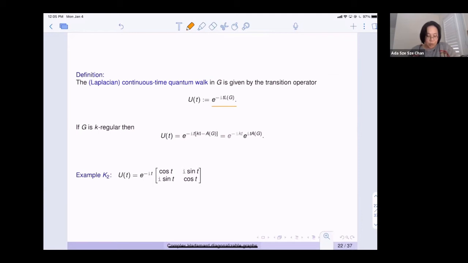Okay. So in this talk, we're dealing with regular graphs. So I can write L as k times I minus the adjacency matrix. So what happens is the transition matrix for the Laplacian walk is really a scalar multiple, or phase factor, times the transition matrix for the adjacency walk if you replace t by minus t, so you kind of reverse time. Okay, so the transition matrix for K2 is given here. This is basically the most popular example that we use in quantum walk. It has a very nice form.